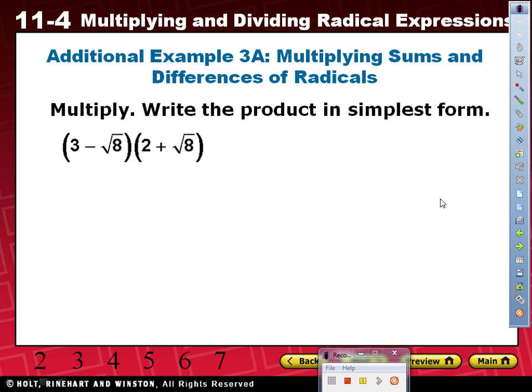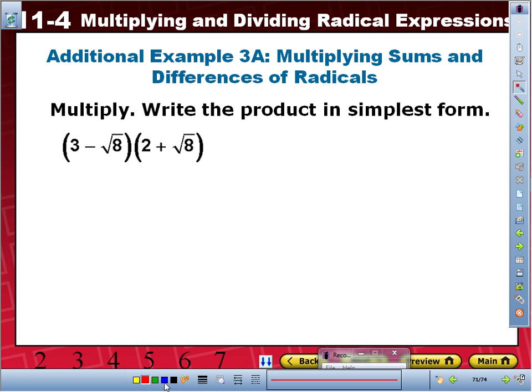Example 3A. Now we start with binomials times binomials. Copy that one, please. Parentheses, 3 minus square root of 8 times 2 plus square root of 8. Here we go. Let's do this one together.